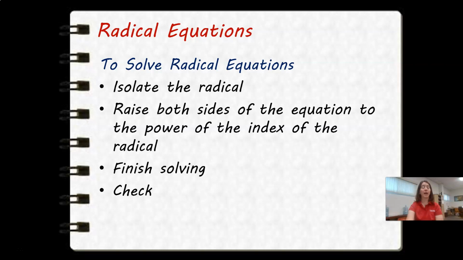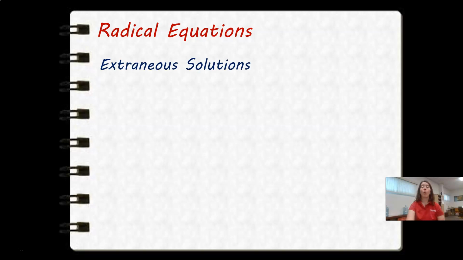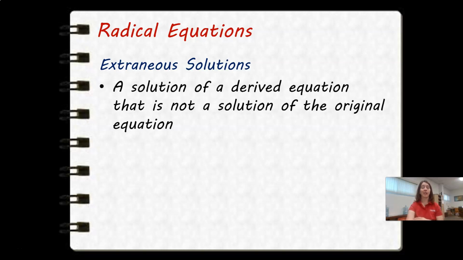If I don't check my answers, all of the work is going to look perfect, but there could be a possibility that the answer I get is not actually an answer to the original equation. So always make sure that you mentally check your work or put it on your calculator to see that you have the same number on both sides of your equation. If you have an answer that doesn't work, that's called an extraneous solution. At the beginning of that word, you see the word extra. It's an extra solution to the equation.